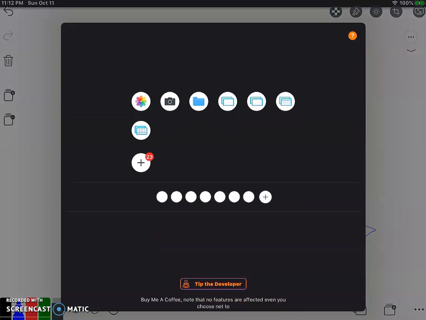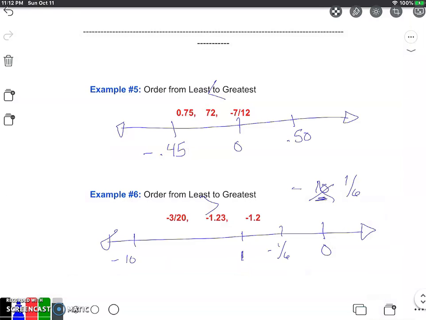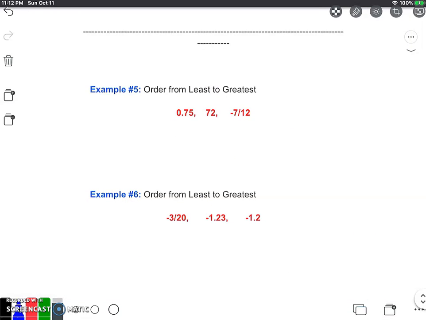All right, and let's look at ordering. Let's continue to the other part. So now we're talking about ordering them, putting them in order from least to greatest. And we're going to look at example 5 and 6 for this particular video. So we want to put these numbers in order from least to greatest, okay?